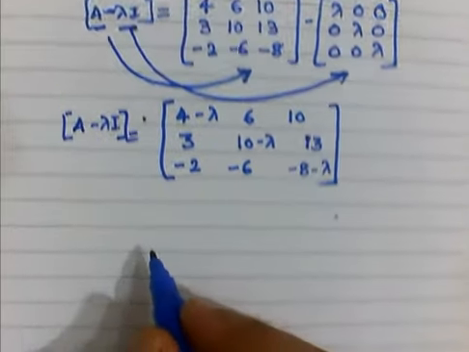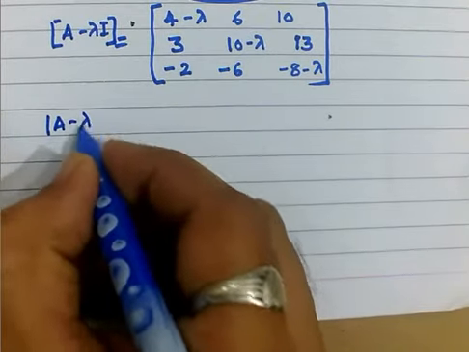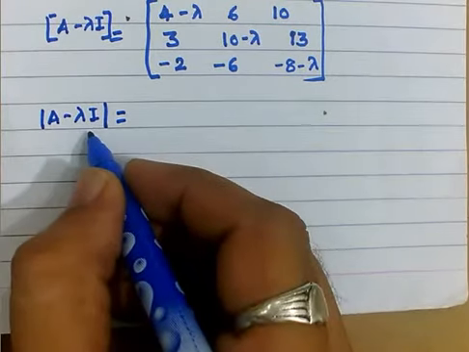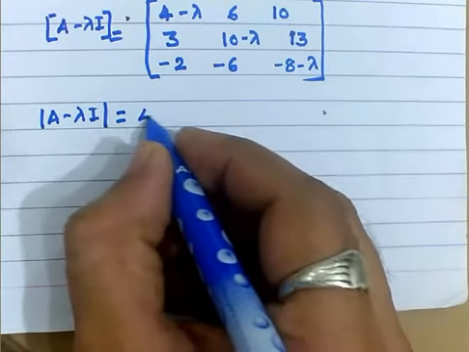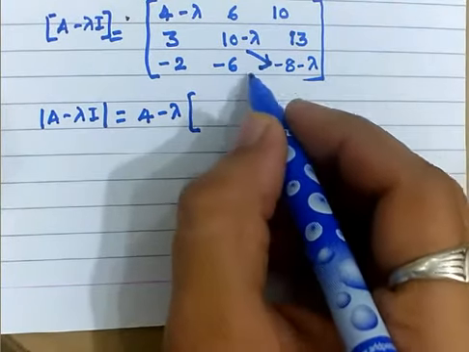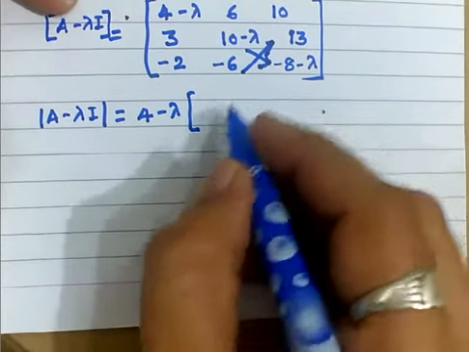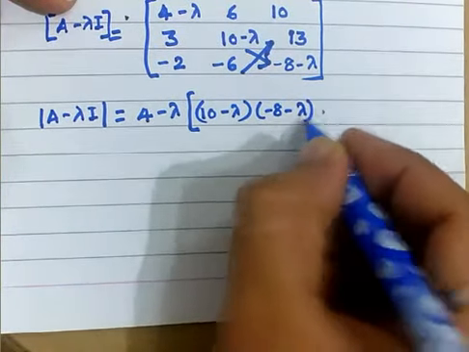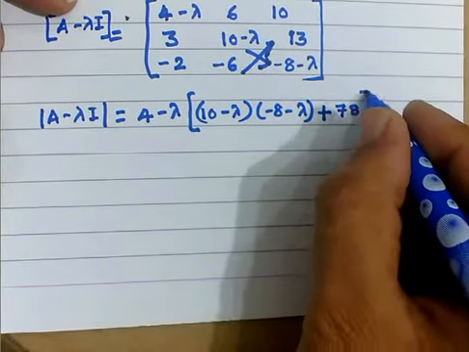Now I want to get the determinant for this particular matrix. So how to get the determinant? A minus lambda I, its determinant. We need to equate it with 0, but before that let's solve it. So it will be like a term 4 minus lambda into this 10 minus lambda into -8 minus lambda, minus 6 into 13. This will be the value which we are multiplying. Minus this will become plus, so it will be 78.